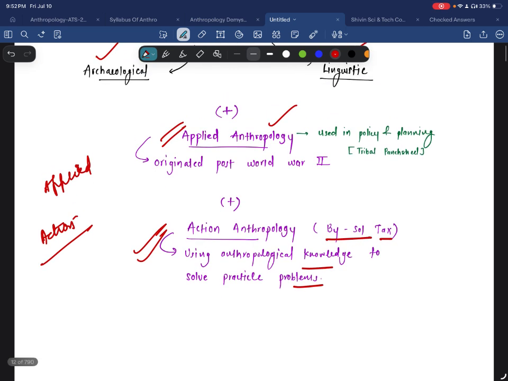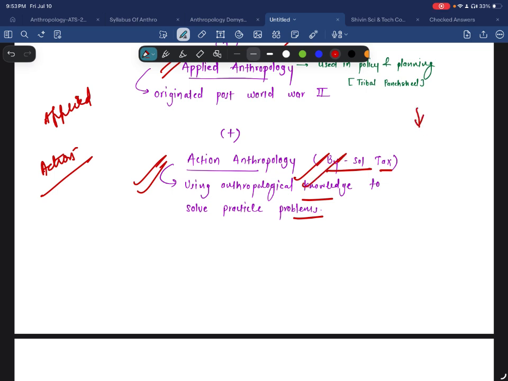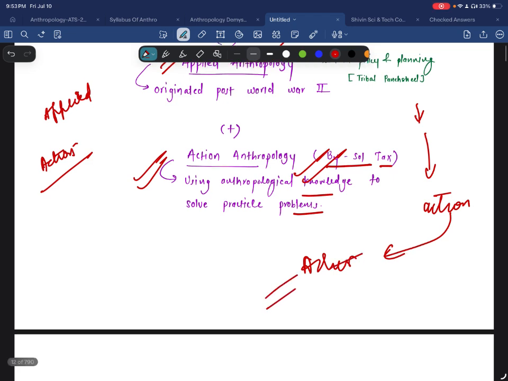For example, I've made some sort of policies for the tribal people, and it is just on the paper. I've looked into all the scenes and scenarios which are troubling the tribal population or which are a cause of concern for them. I have looked into that and I have jotted it down on the paper, and it is in the form of policy that these are the solutions. So it is a form of applied anthropology. But when those solutions I actually implemented on the ground, that is called action anthropology. Meaning I took some action on that policy, so we will call it action anthropology.